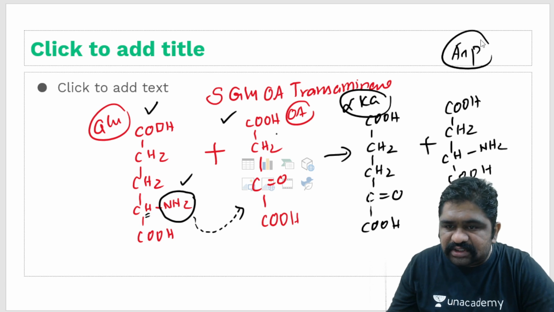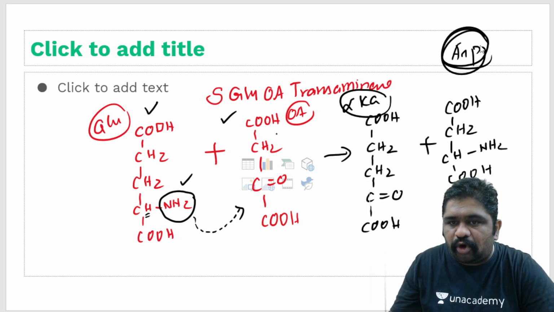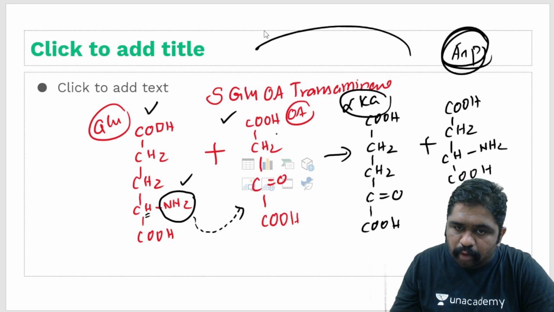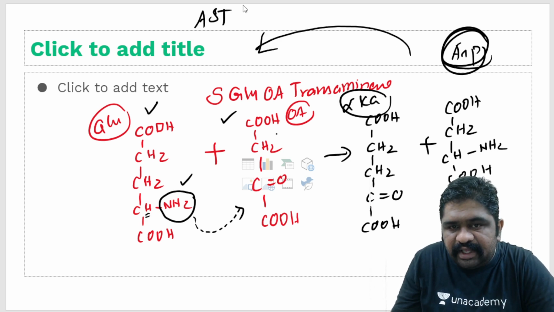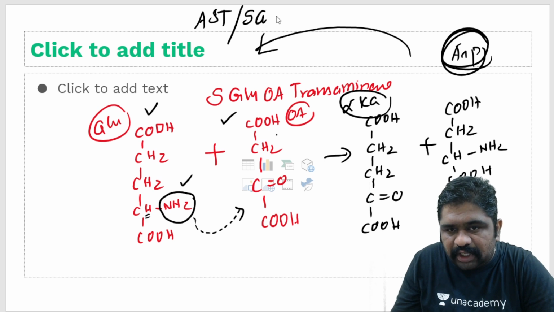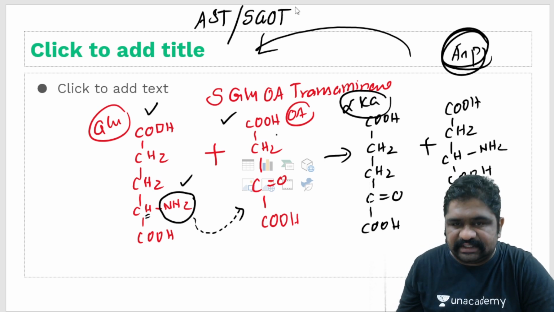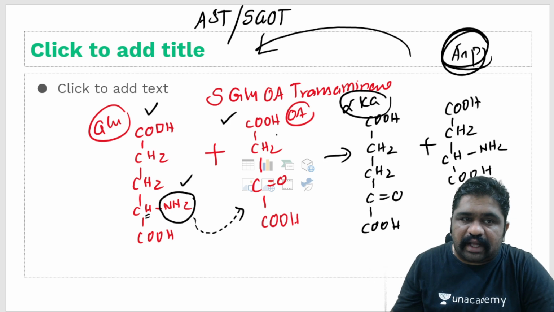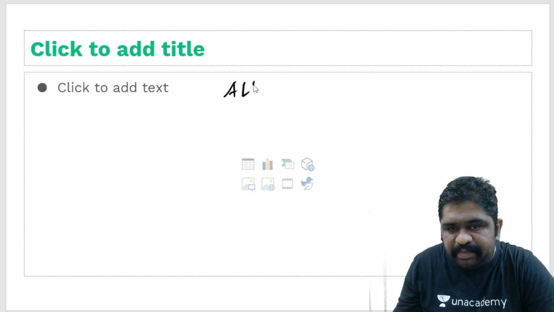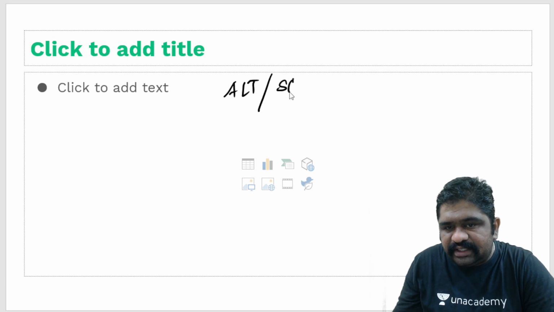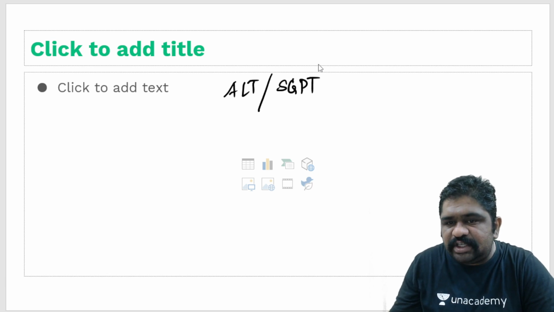So, because it is aspartate that is involved in the transamination reaction, going backwards is also possible. So aspartate transaminase is also called serum glutamate oxaloacetate transferase, SGOT. Now that will answer your question why ALT is called SGPT. ALT is called SGPT. What is SGPT? P stands for pyruvate.